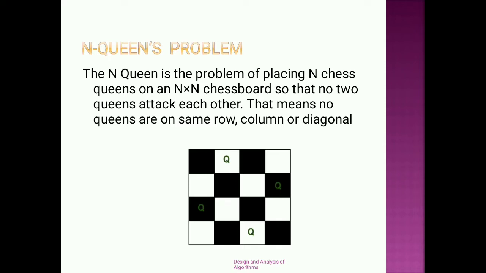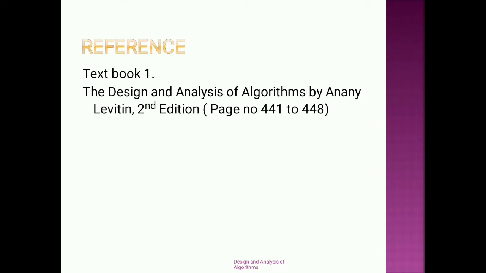If you take the 4 queens problem, it is a problem in which you have to place 4 queens on a 4 cross 4 chessboard so that no queens attack each other. That means in the same row you cannot have more than one queen, in the same column you cannot have more than one queen, and in the same diagonal also you cannot have more than one queen. Then how do you place the queens on the chessboard? That is the problem. Now, how do we solve this problem using the backtracking method?